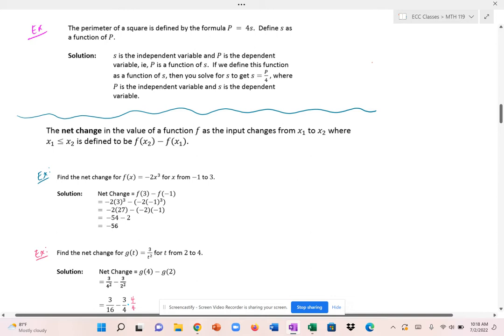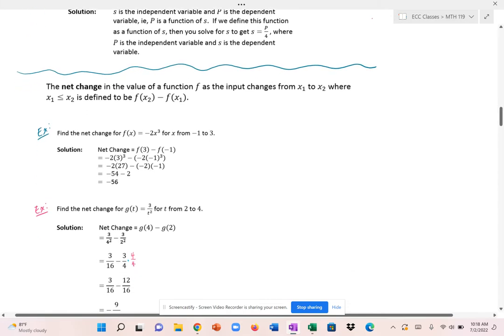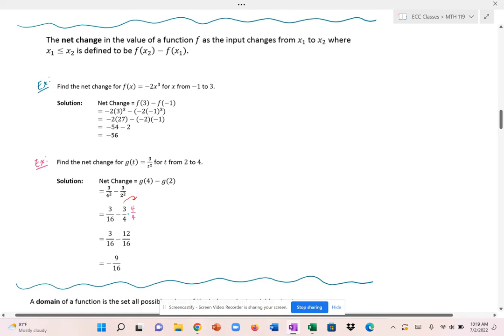Okay, here's another one. You're asked to find the net change of g of t equal to 3 over t squared for t from 2 to 4. So I'm going to plug in g of 4 minus g of 2. When you plug in the 4, you get 3 over 4 squared. When you plug in the 2, you get 3 over 2 squared. That's 3/16 minus 3/4. You need a common denominator to subtract these two fractions, and the LCD is 16. Therefore, the second fraction has to get multiplied by 4 over 4. That gives me 3/16 minus 12/16 for a final answer of negative 9 over 16.